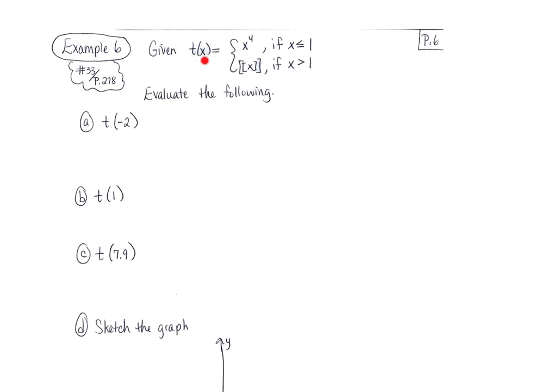Given t of x is this piecewise defined function. It's x to the 4th if x is less than or equal to 1. It's the greatest integer of x if x is greater than 1. Evaluate t of -2, t of 1, and t of 7.9. I want us to do this first. So go ahead and take a couple of minutes, take 2 minutes, and do A through C.